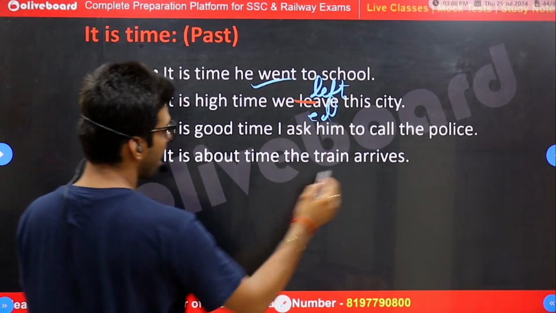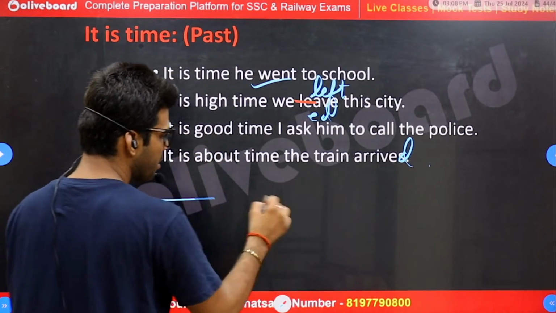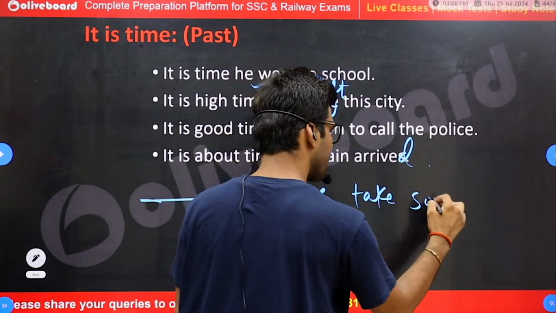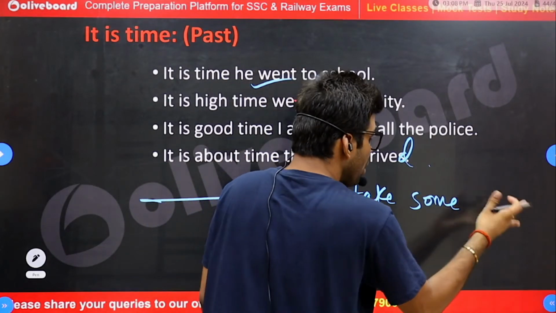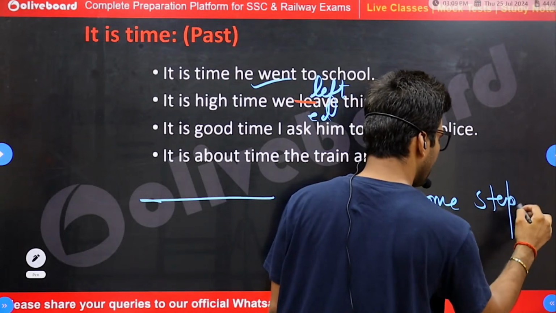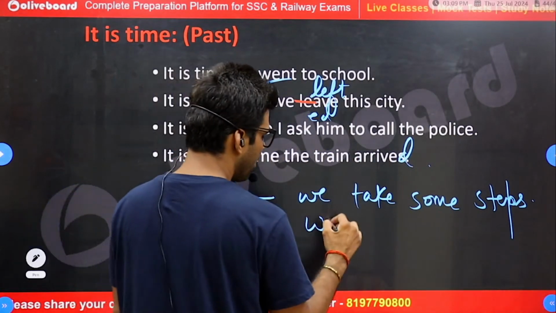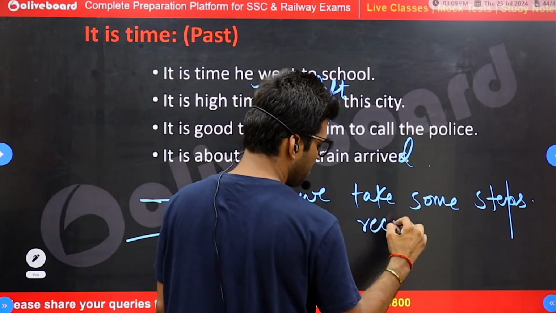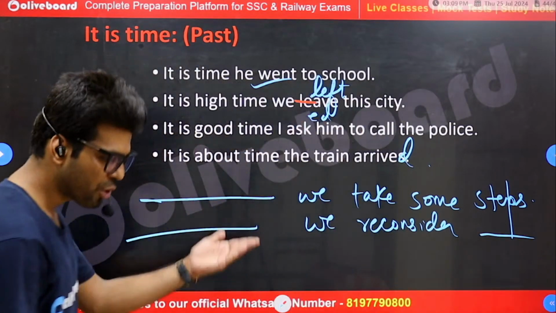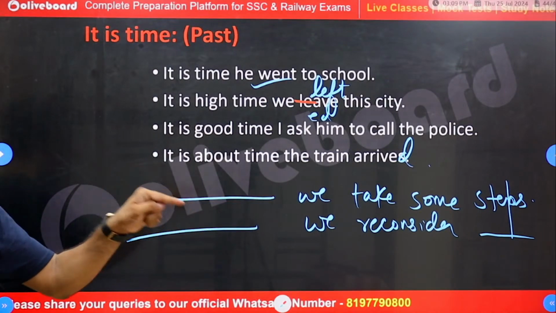It is about time the train arrived. But it is about time we take some steps. This is also correct because we should take some steps now. In newspapers, you will come across these. It is high time we reconsider the taxes. We should reconsider the taxes. You may come across a present tone here.